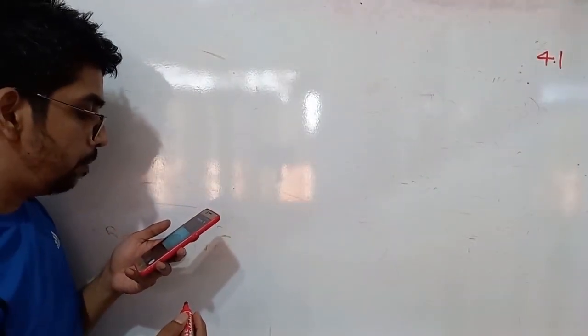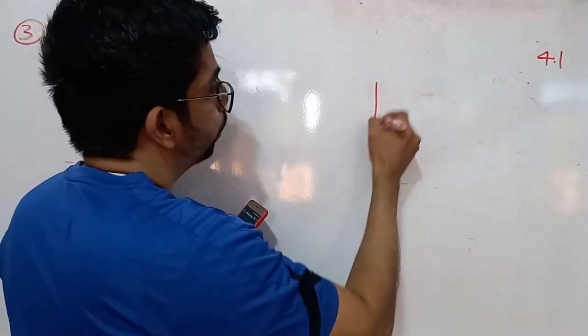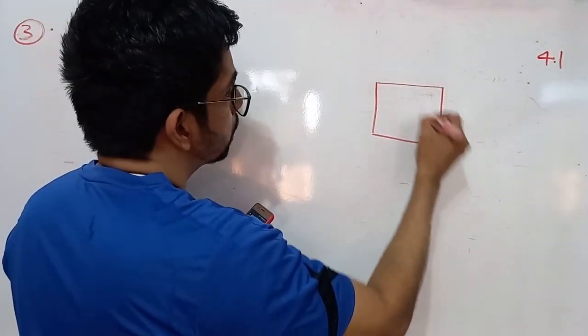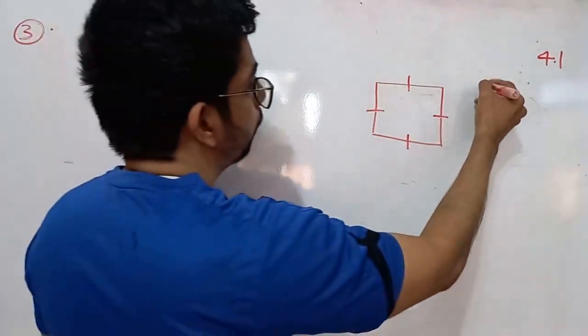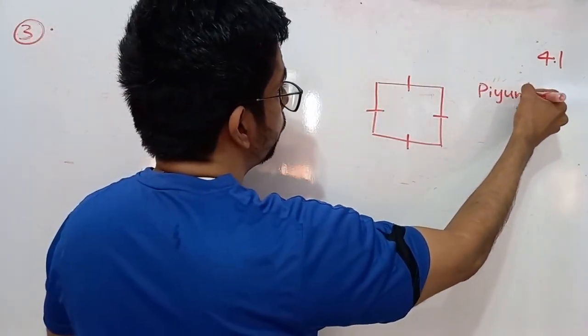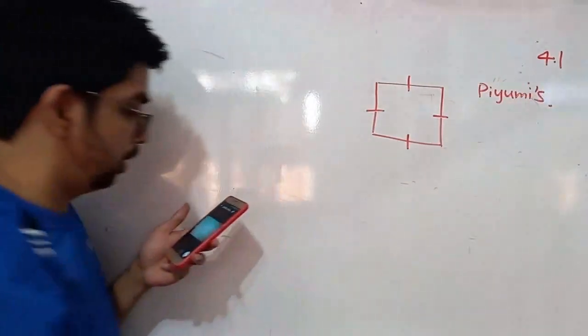Pumi made a square shaped flower bed. So this is Pumi's flower bed, right?